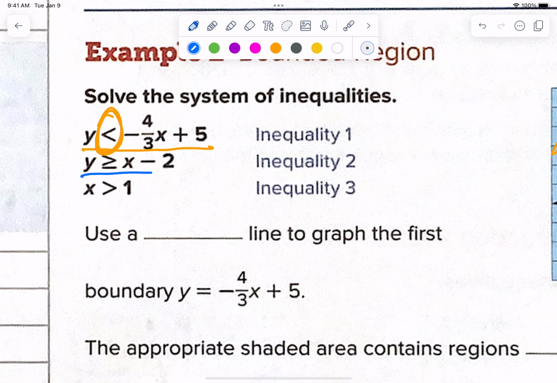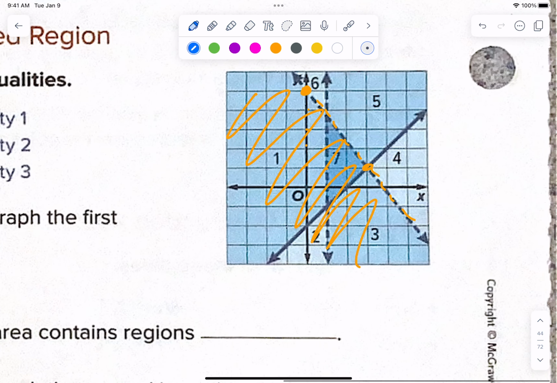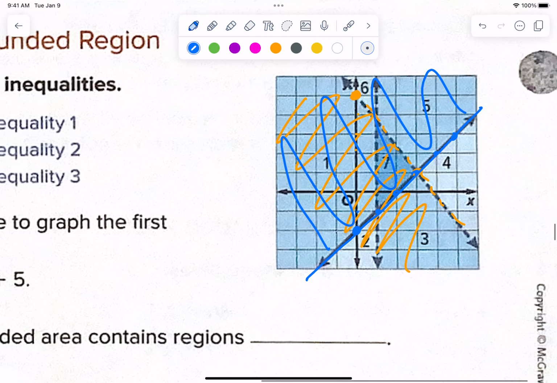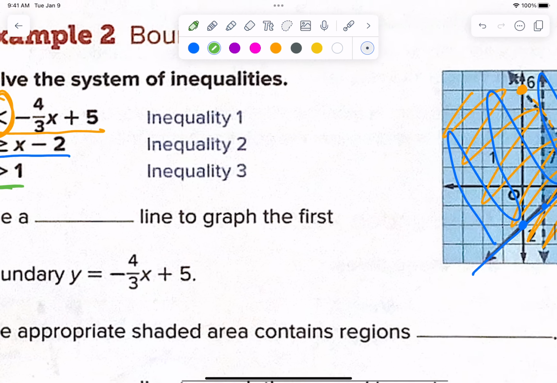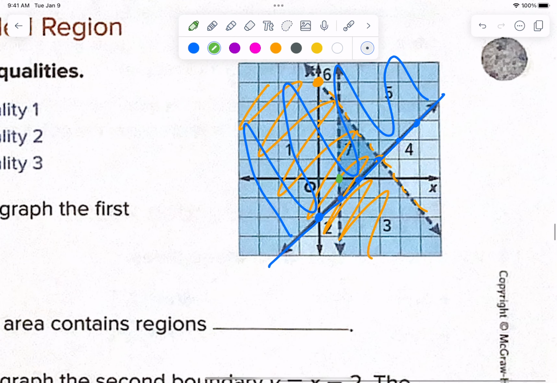Okay. Now this one. Y is greater than x minus 2. We start at -2, and up 1 over 1. He is a solid line, and he is shaded above. So he's shaded up here. Okay, now I'm going to do a green one. And this one is x is greater than 1. So it's a vertical line. He's over at 1 on the x-axis, vertical line, and shaded to the right.